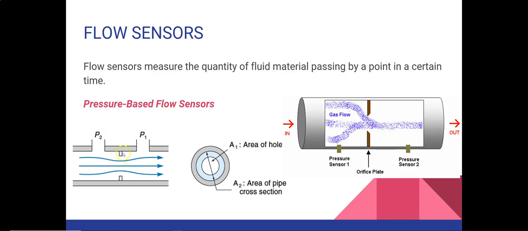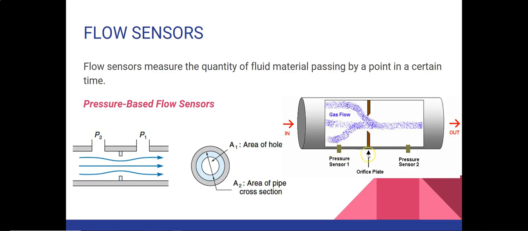This type of flow sensor is based on the fact that pressure in a moving fluid is proportional to the flow. In this type, two ports are used, P1 and P2, from which the pressure is measured, and the difference in pressure between these two ports is taken. That pressure difference will be proportional to the flow of the liquid.